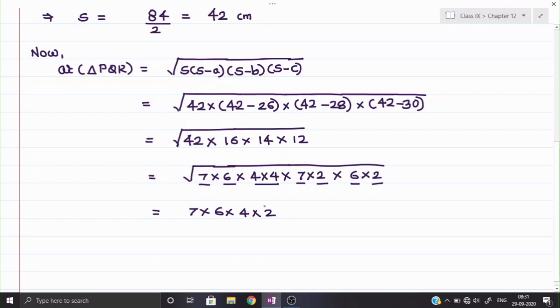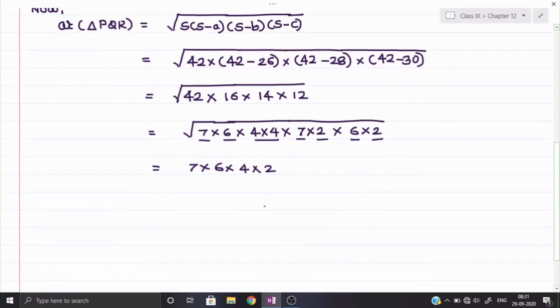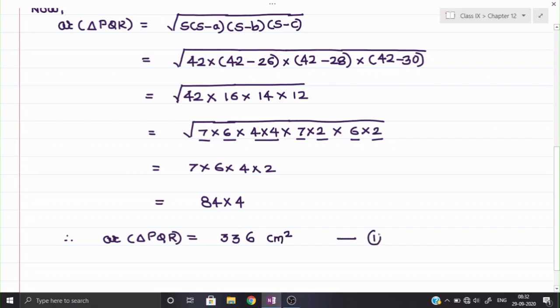So now finally, what do we get here? 7 into 6, 42. 42 into 2, 84. 84 and 4 we need to multiply. So 84 into 4 is remaining. Therefore the area of triangle PQR is equal to: 4 fours are 16, carry 1, and 8 fours are 32 plus 1, 33. So this will be 336 centimeter square. This is our equation number 1.